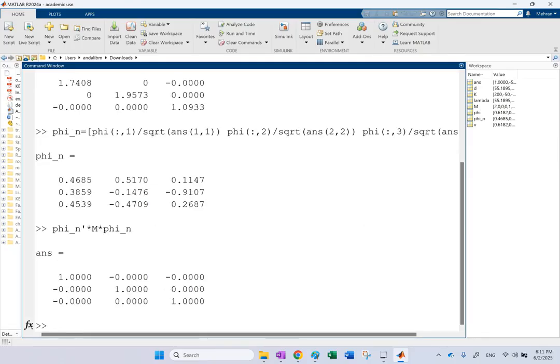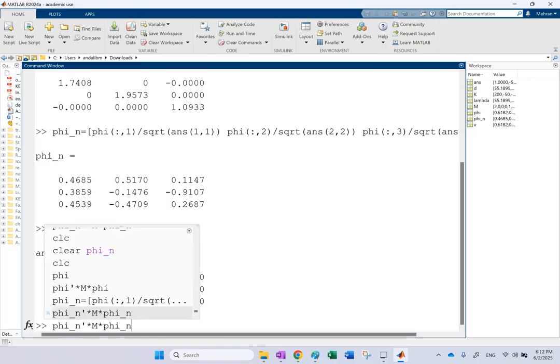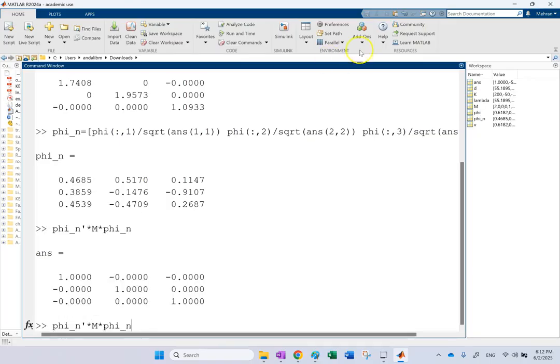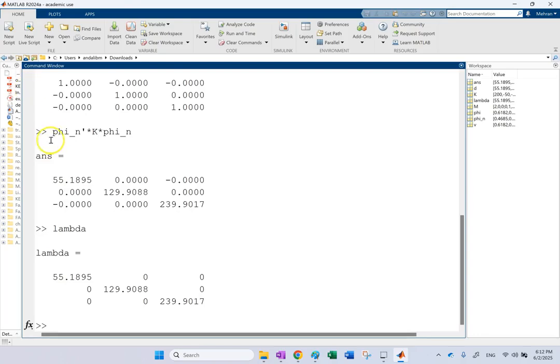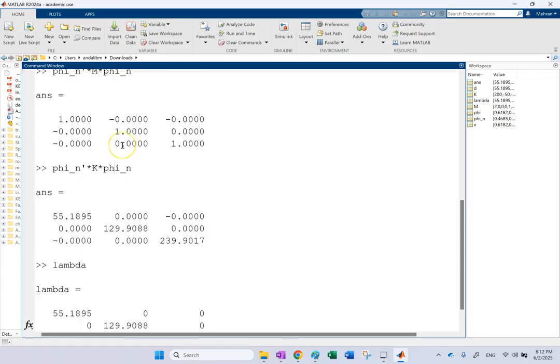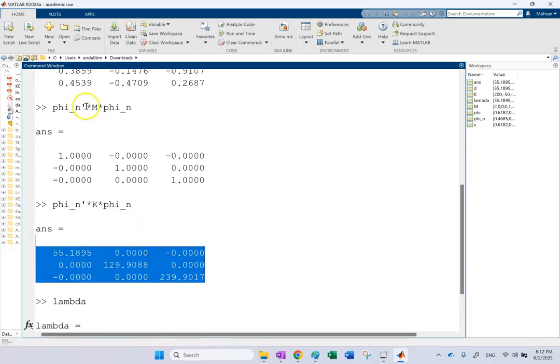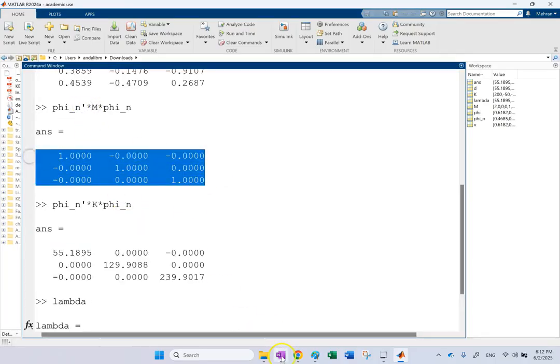Boom, it does. And you might say, if I put k in here, what would it do? If I put the k here, what would it give me? It gives me this. Now remember the lambda matrix. Look at that. That's the same thing. You see? So if I mass normalize my mode shapes, then phi n transpose k phi n, where phi n is this mass normalized version of the phi's, that is going to be the lambda matrix, and for m, it's just going to be the identity matrix.